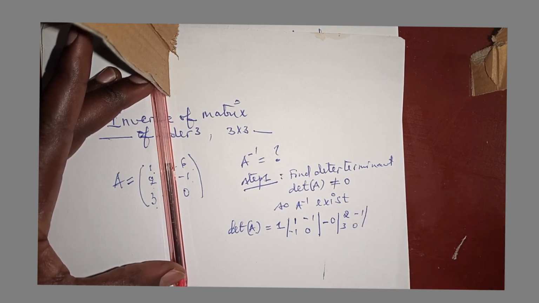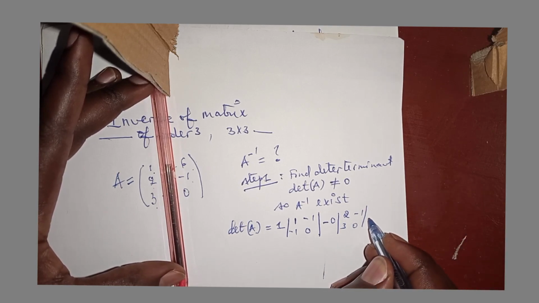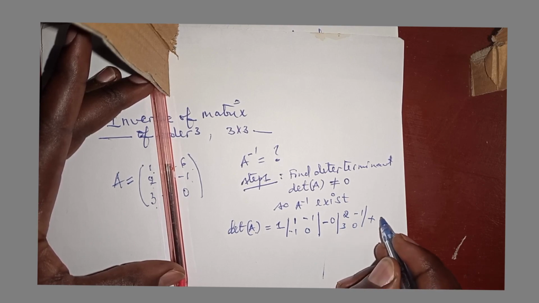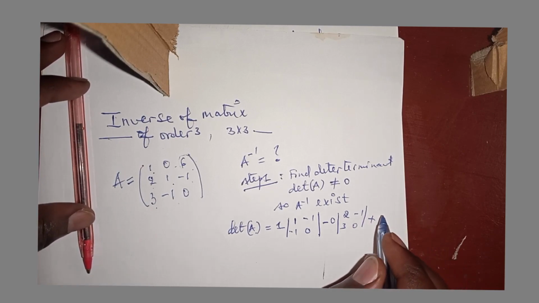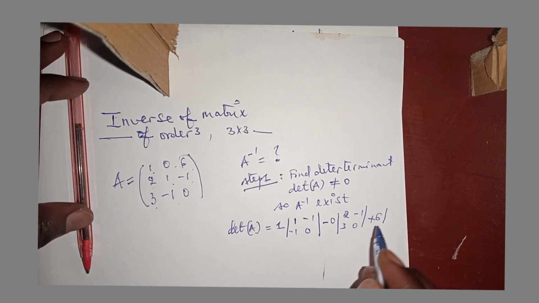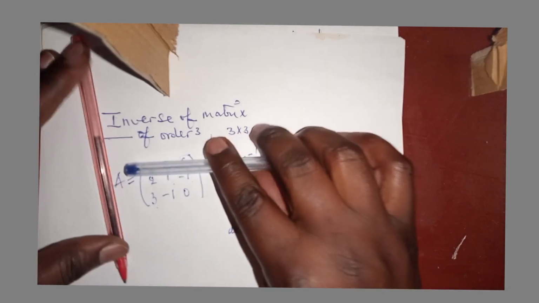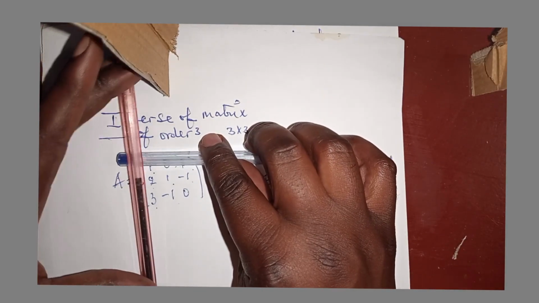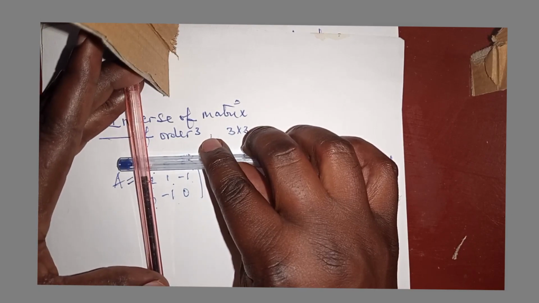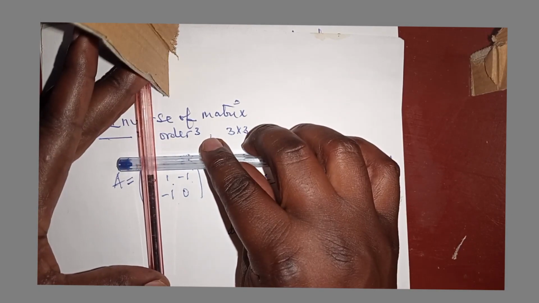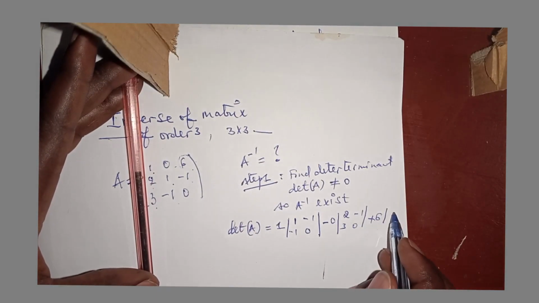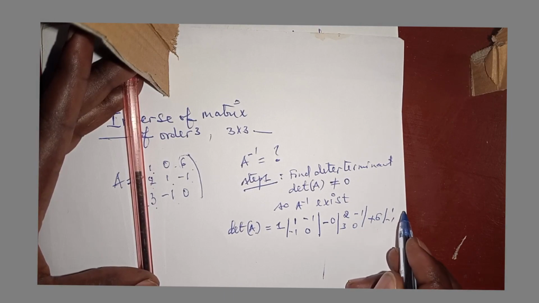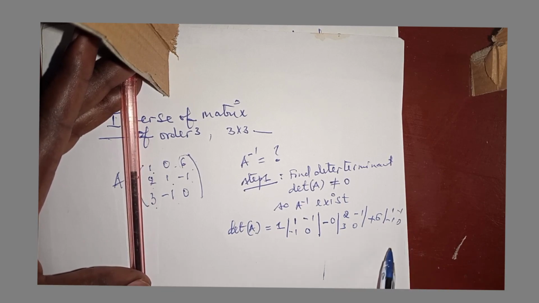Then here you add. We are on 6. So also you close the row and the column where the number is located. So you remain with 1, negative 1, negative 1, 0. Negative 1, 0.